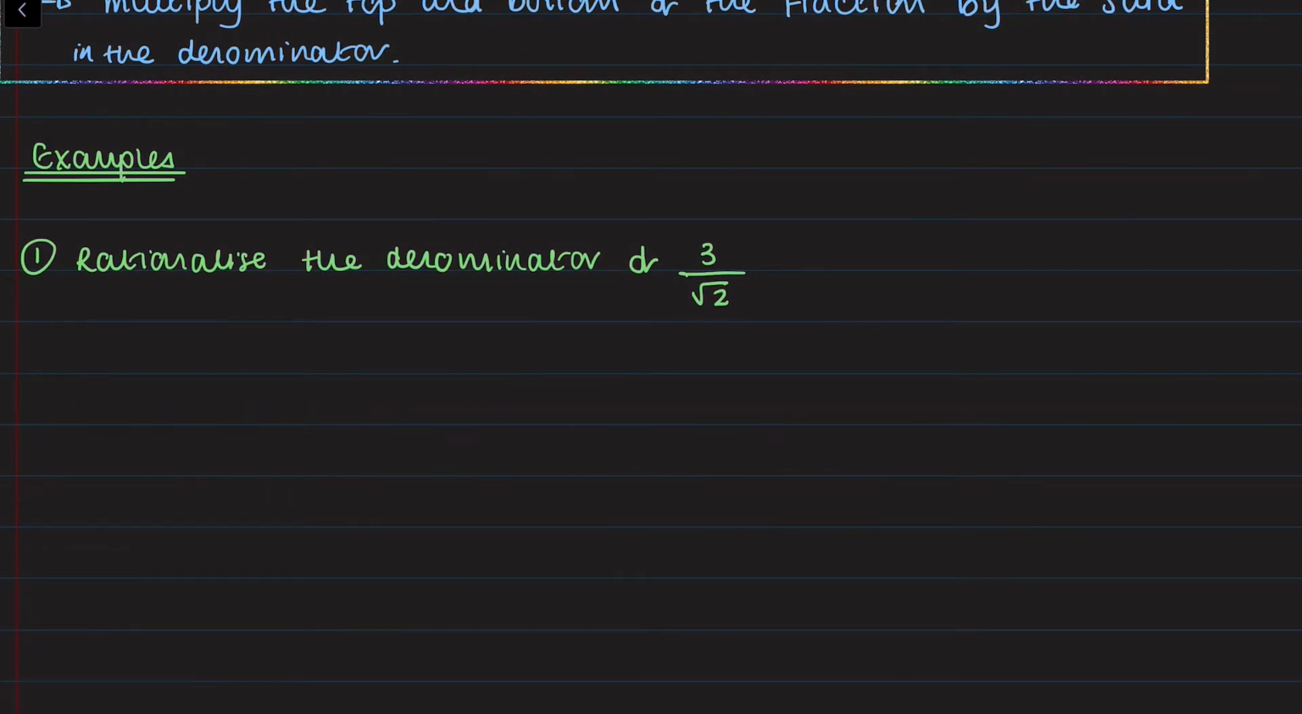So in example 1, I've got 3 over root 2. To rationalise this, I'm going to multiply it by root 2 on the top and root 2 on the bottom. Remember, a fraction is always equal if you do the same on the top and the bottom. So I end up with 3 root 2 over root 2 times root 2. I know that root 2 times root 2 is just 2, so I end up with that, and my denominator has been rationalised.